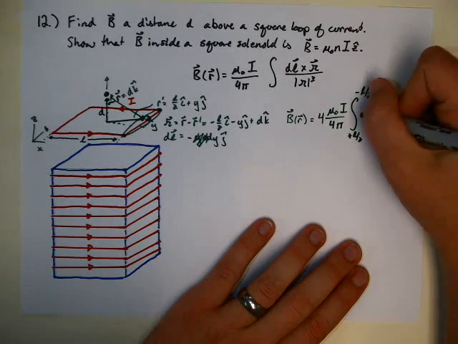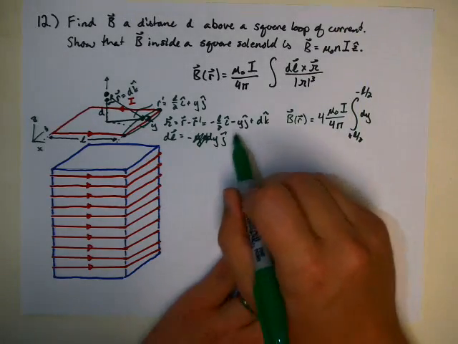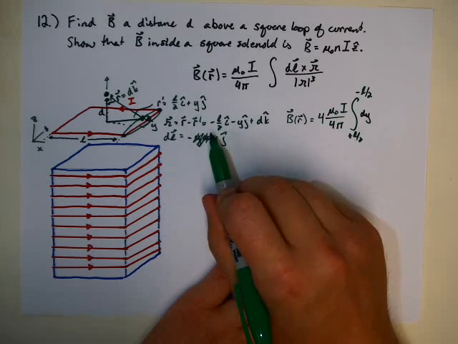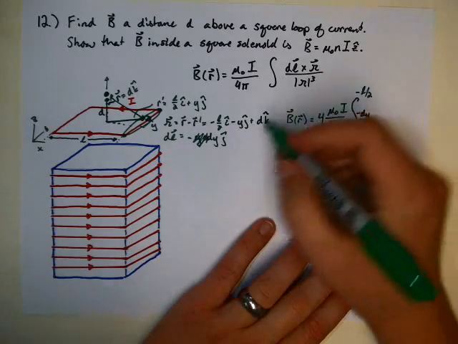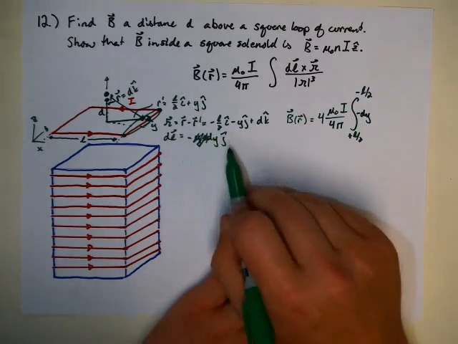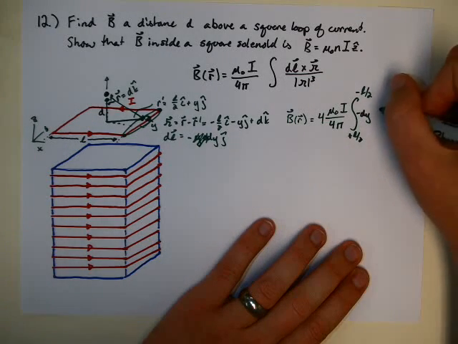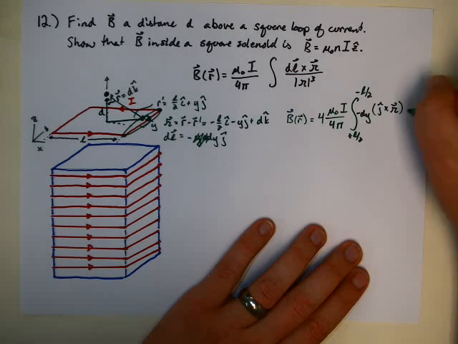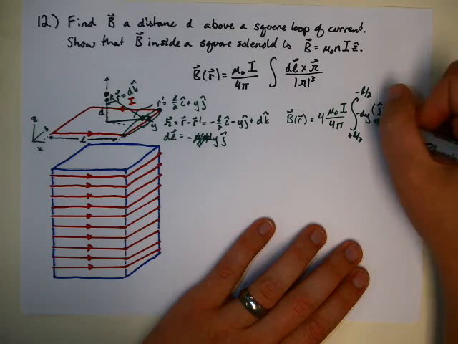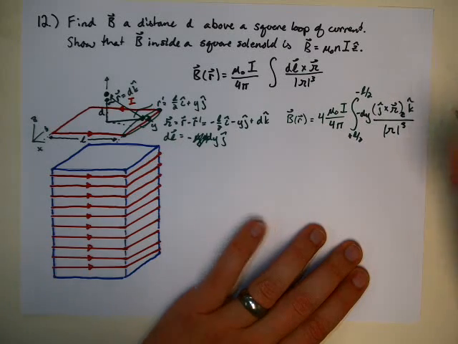And then I'm going to get dy, and now I have this j hat cross minus dy, so that's the minus there. I have j hat cross the script r, and I only care about the z direction, so I'm only going to care about the z component of that, so I'm going to get the k hat vector out of that. And this is over the script r cubed.